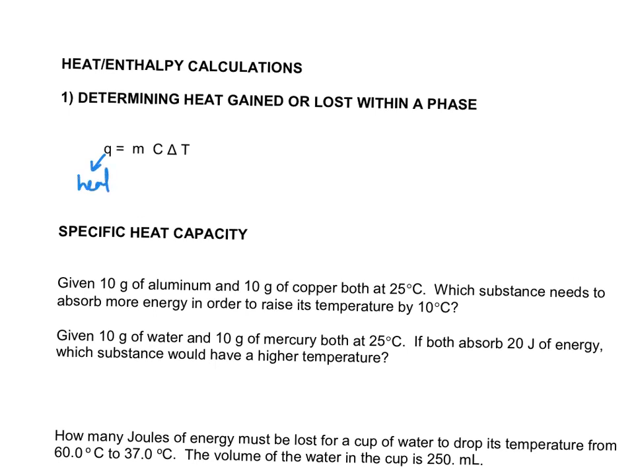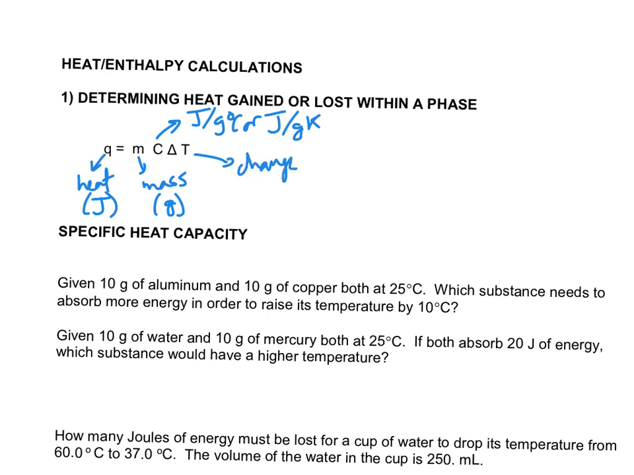And the units for the heat is going to be joules in this case. M is your mass of your object, which is in grams. C is specific heat capacity, which is in joules per gram Celsius or joules per gram Kelvin. We'll talk about what specific heat means in a second. And then delta T is change in temperature. So it's not just temperature, but change in temperature.